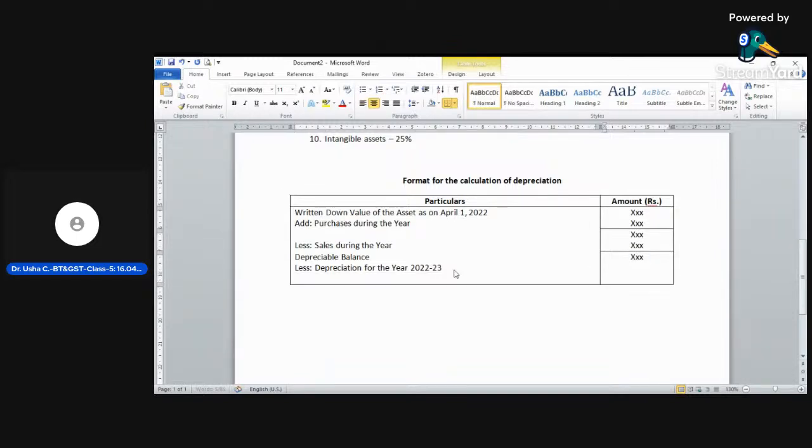So we have to charge depreciation. If you charge depreciation, the balance you get will be the closing written down value, that is, the written down value of the asset as on April 1st 2023. The closing of 31st March 2023 will be the opening of 1st April 2023, correct? So like this we have to calculate depreciation.